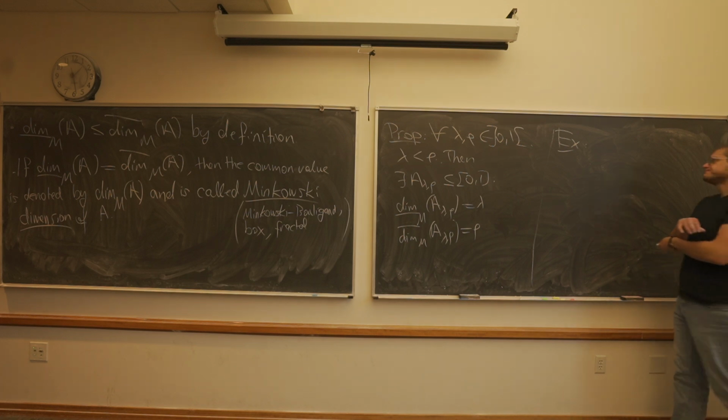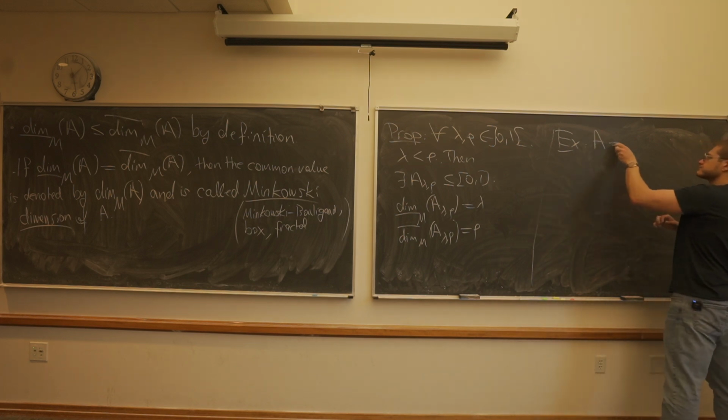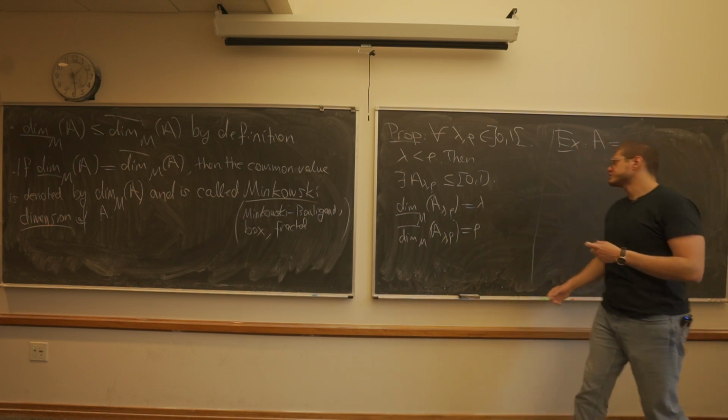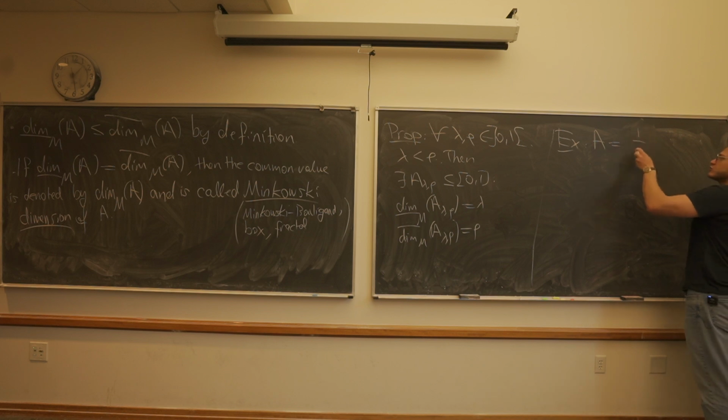Let's look at this. I want to look at sort of an exponential progression. Let's say 1 over 2 to the n, where n is a non-negative integer.